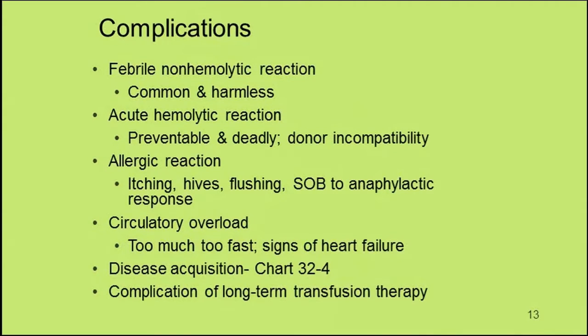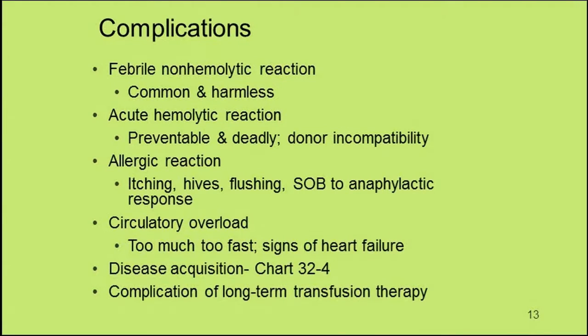Second complication or transfusion reaction is the acute hemolytic reaction. That's the bad one. It's the most preventable type of reaction, but it is the most deadly. It is a direct donor incompatibility. So most preventable because we type and screen our patients. And if we have done that properly, followed the proper policy and followed the steps the way we're supposed to, and verified our unit of blood and verified our patient, then we will not give them an incompatible type of blood. So it is easily preventable.